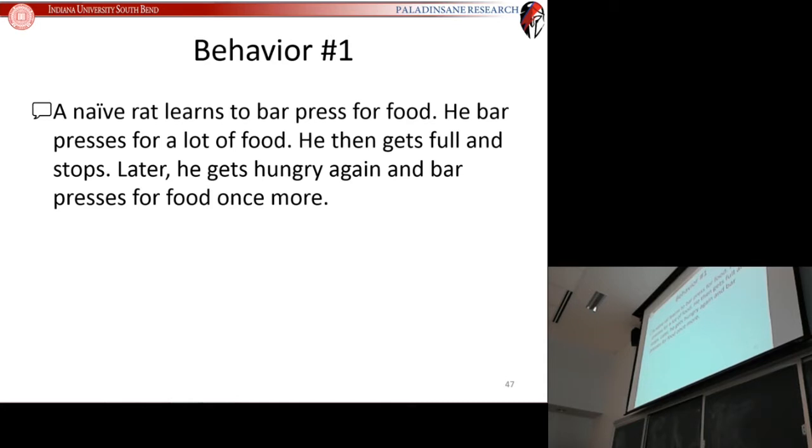So behavior number 1, we have a naive rat. So a rat that hasn't previously been put in this situation, and they learn to bar press for food. He bar presses for a lot of food. He then gets full and stops. Later, he gets hungry again and bar presses for food once more. So we have a naive rat that is learning to bar press. Yep. So where do we have?